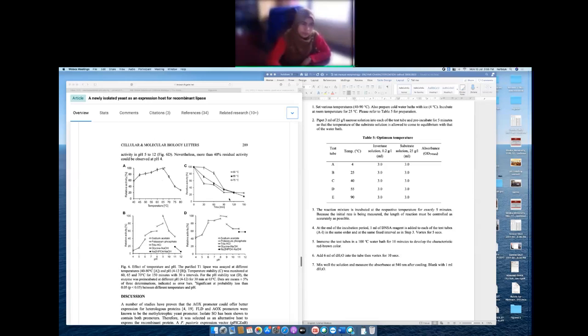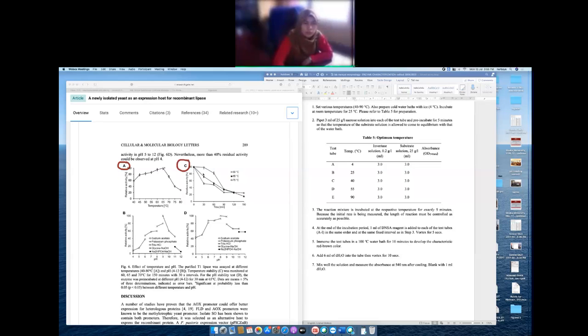Okay, so for this case, you can write down any question while I'm explaining this. So this is what happened. The A is for optimal temperature. The C graph is for the thermostability.